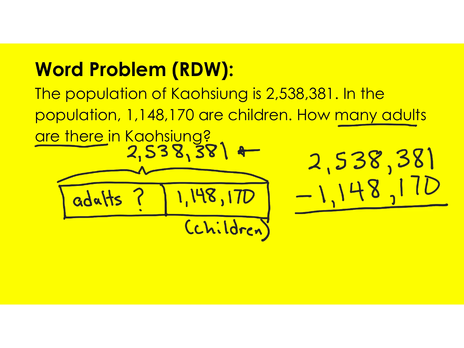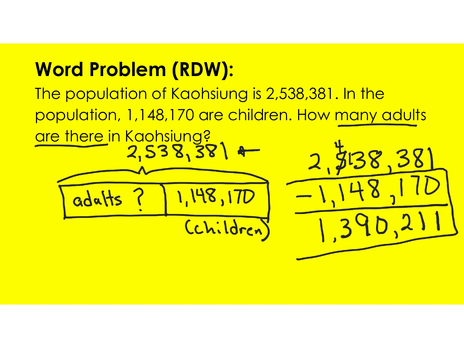I have 2,538,381. Subtract the number of children so I can find out the number of adults. The number of children are 1,148,170. So I'm going to stop and I'm going to subtract. You check your subtracting. Make sure you're going carefully on your own paper. So if I subtracted carefully, remember I can always check by doing addition. I can add these two together, and if I'm correct, my answer is going to be what we had in total. Yay, I'm going to give myself a little star because I added correctly.